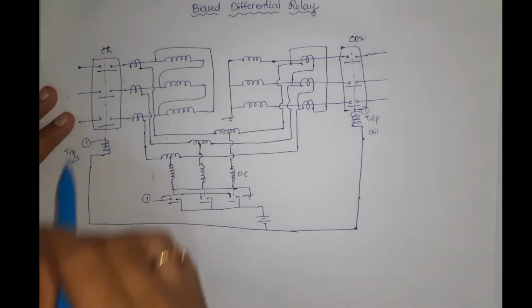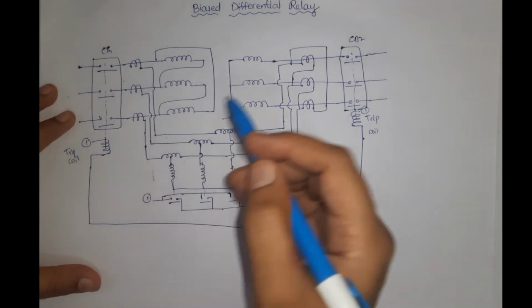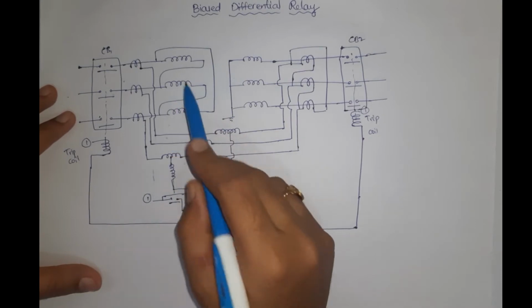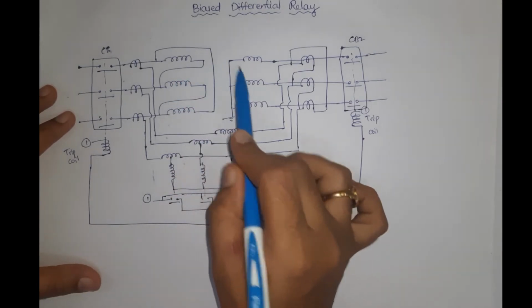Right, so this is the connection scheme. First let us go through how it is done. The primary of the power transformer is connected in delta and the secondary is connected in star, as we have seen.